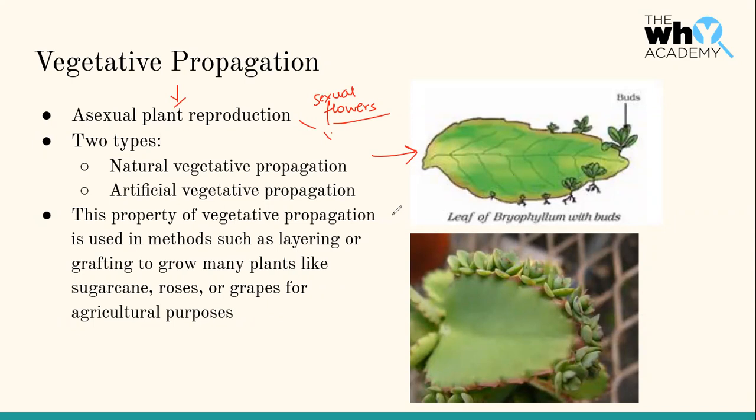You could even take strawberry as an example. Strawberry also has the ability of naturally propagating via leaves and adventitious roots, etc.